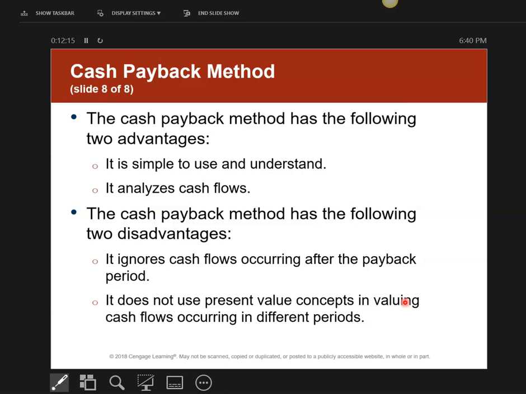And these two methods that we just talked about, average rate of return and cash payback method, do not use the time value of money concepts of present value. Those are going to be in my next video. So that concludes this particular video.